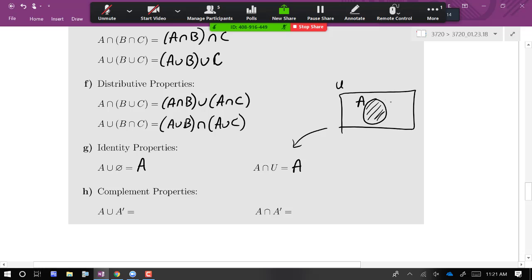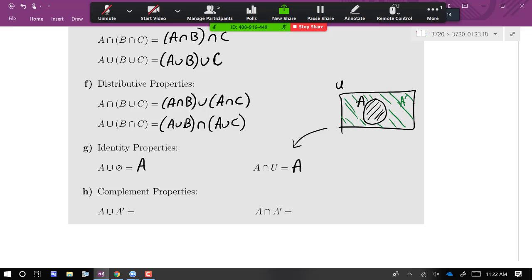Just the outside, right? A complement just means it's not in A. Okay. So that's A complement. Now what happens if I take A and I union it with A complement? What do we get? Feel free to pipe up out in Zoom. The whole universe. We get the whole universe, right?